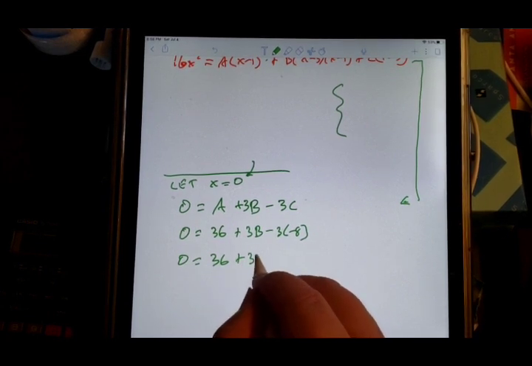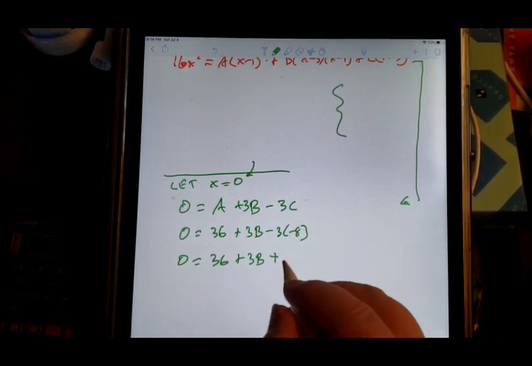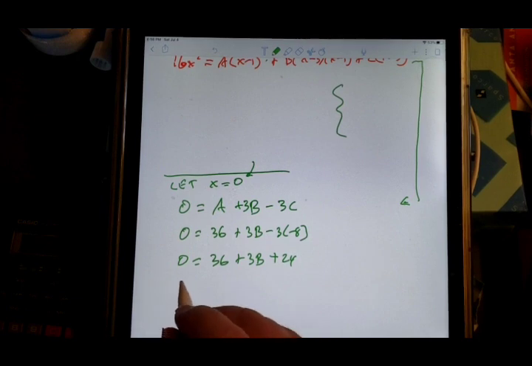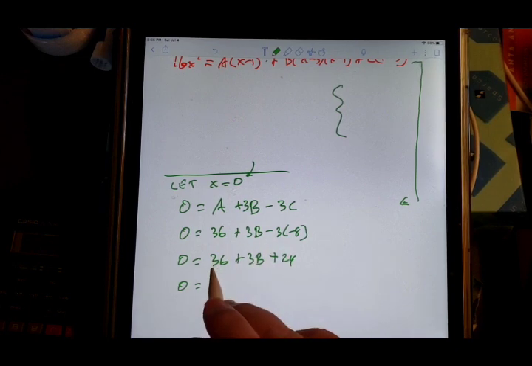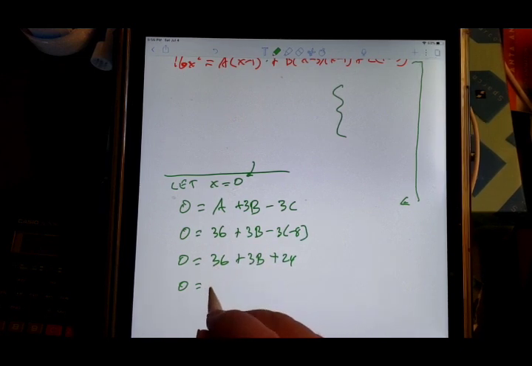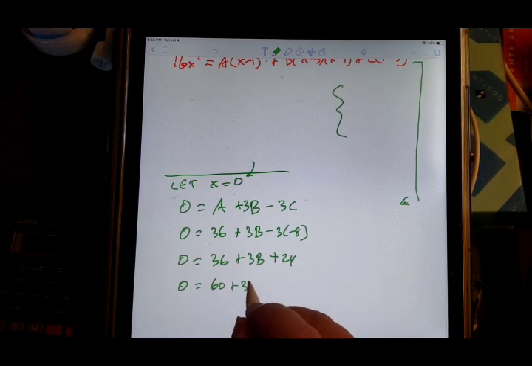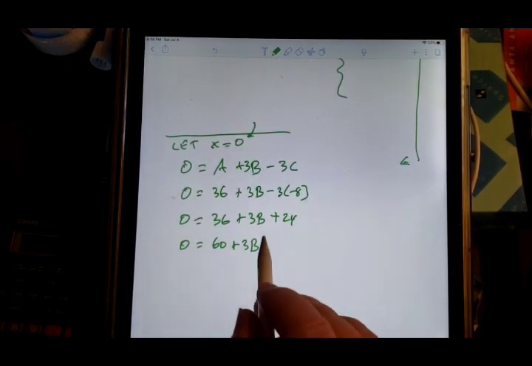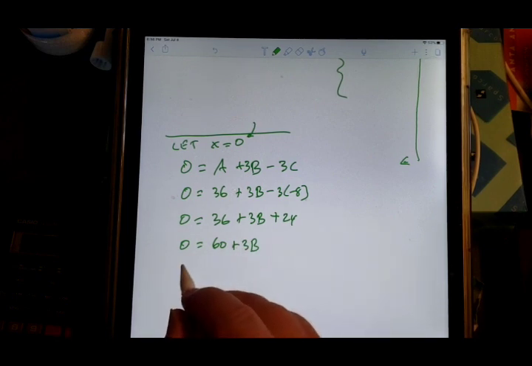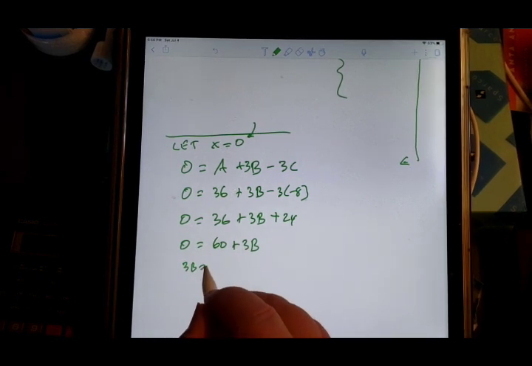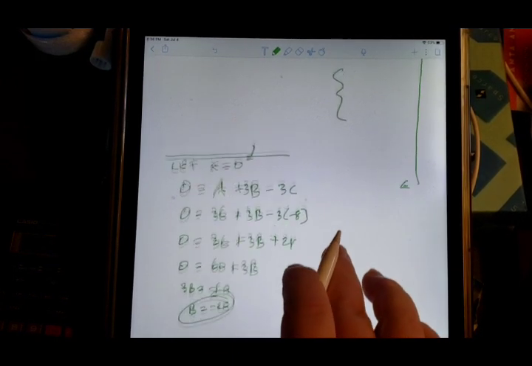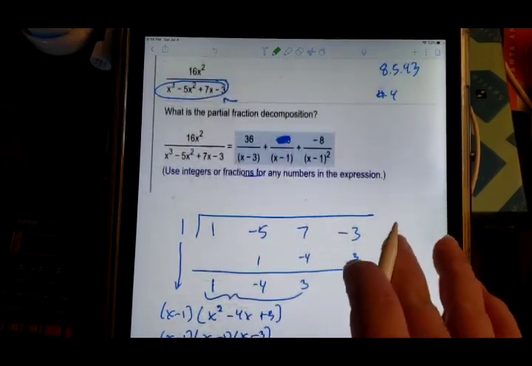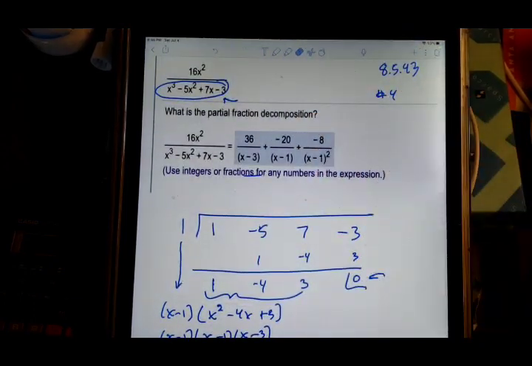So 36 plus 3b plus 24, really 60. All right, so what do I get? 3b equals negative 60. B equals negative 20. Let's see. B was, in fact, negative 20.